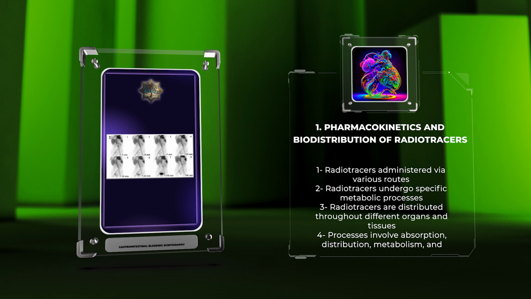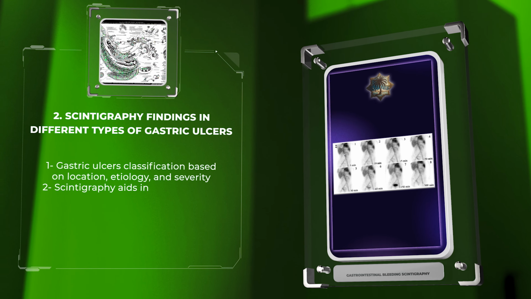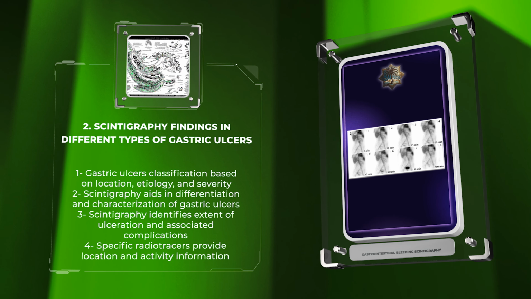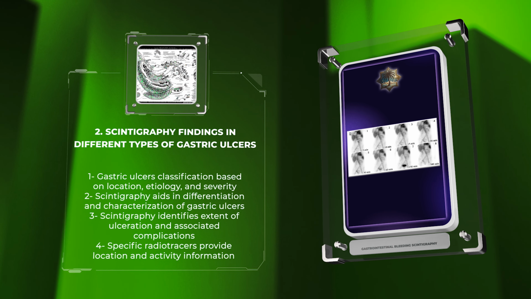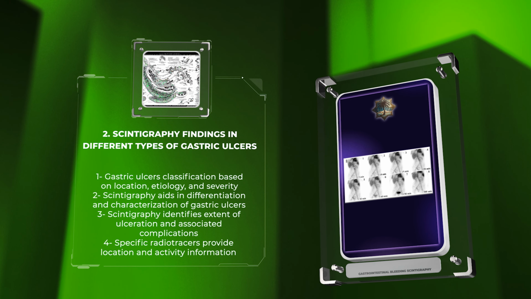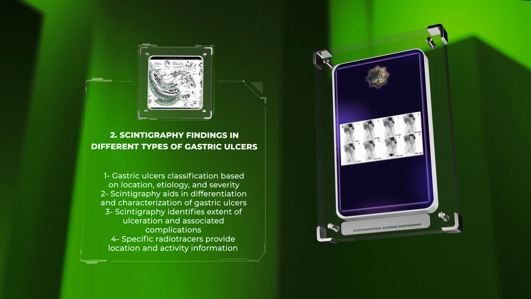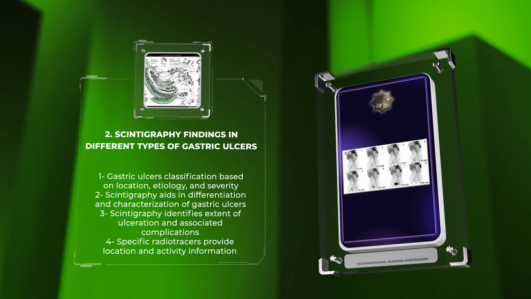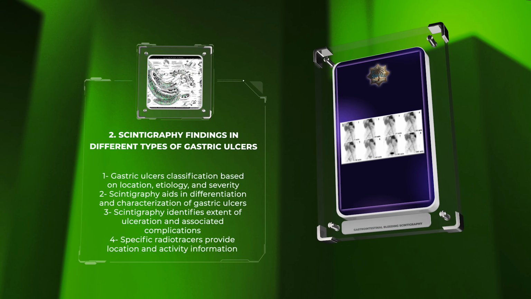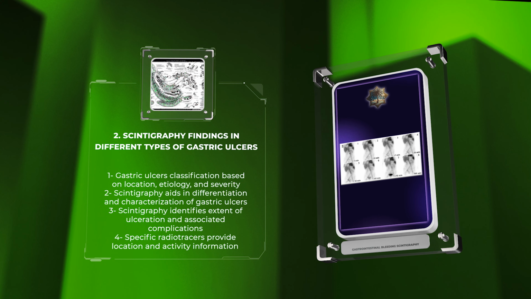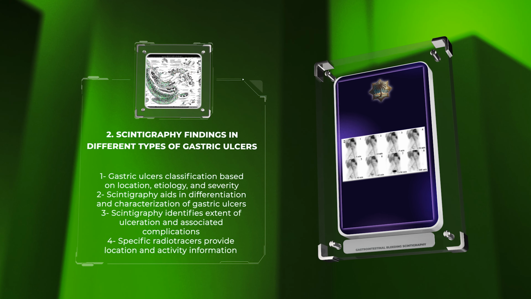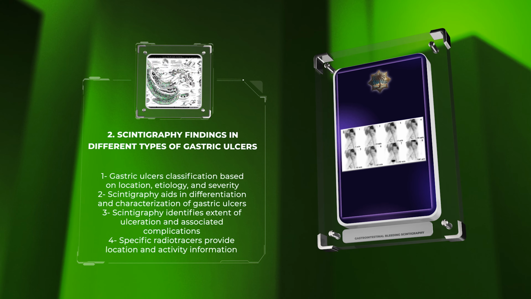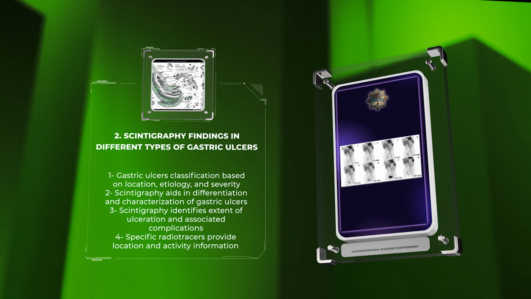Gastric ulcers can be classified based on various criteria, including location, etiology, and severity. Scintigraphy aids in the differentiation and characterization of gastric ulcers, enabling clinicians to determine the extent of ulceration and identify any associated complications such as active bleeding, perforation, or infection. Through the use of specific radiotracers, scintigraphy provides valuable information regarding the location and activity of the ulceration, facilitating appropriate management decisions.